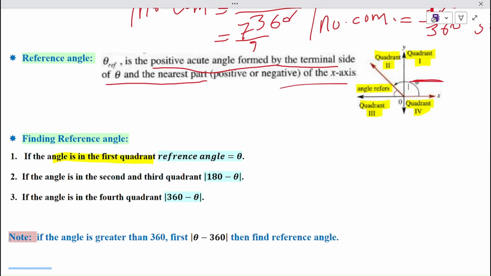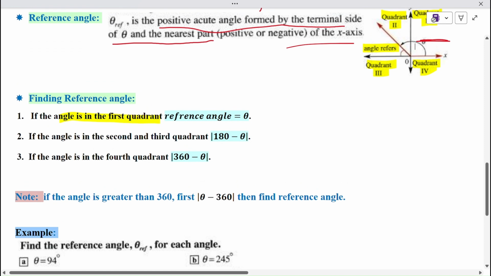the reference angle is equal to theta. If the angle is in the second or third quadrant, the reference angle is equal to the absolute value of 180 minus theta. If our angle is in the fourth quadrant, the reference angle is equal to 360 minus theta. Guys, we have three cases. In the first quadrant, the reference angle is equal to theta. The second and third quadrants, they are friends. The reference angle is equal to the absolute value.